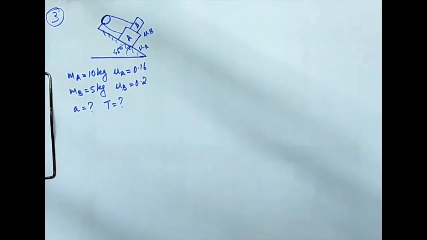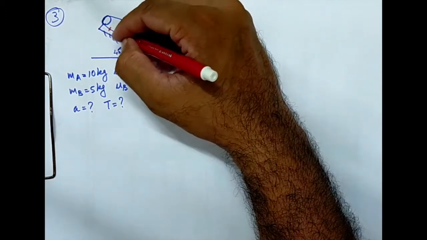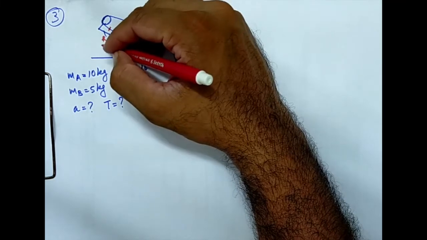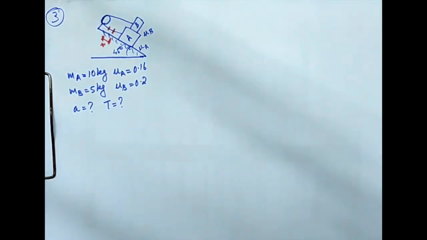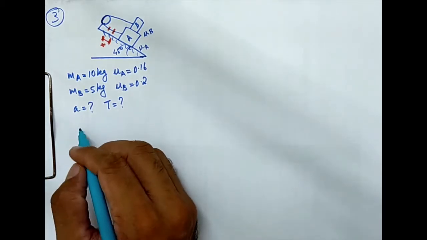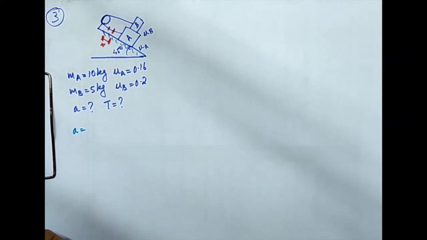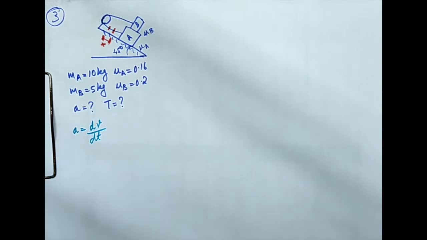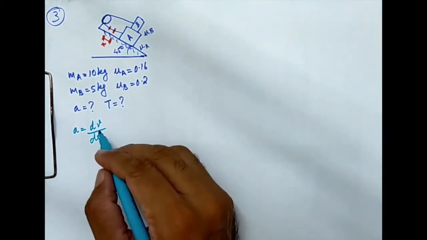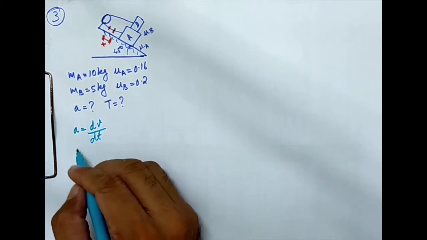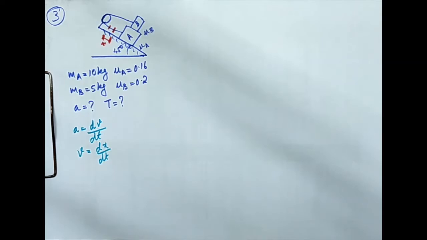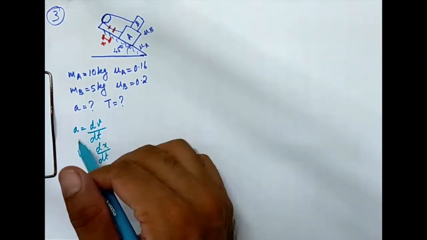Okay, let's consider this block A slides down by an amount x. When block A slides down by an amount x, what is acceleration basically? Acceleration is dv by dt. What is dv by dt? Rate of change of velocity. And what is velocity? It is the rate of change of distance, right? These are the basic concepts.